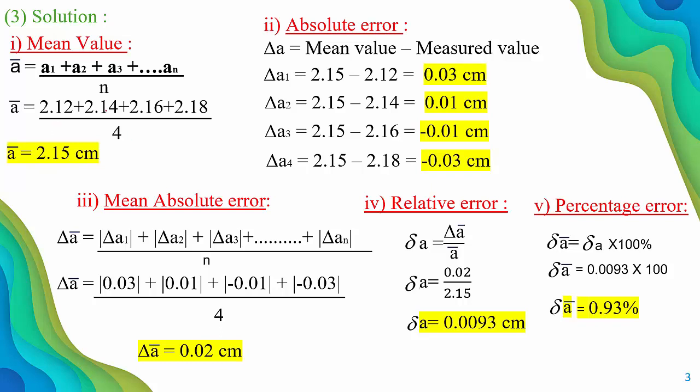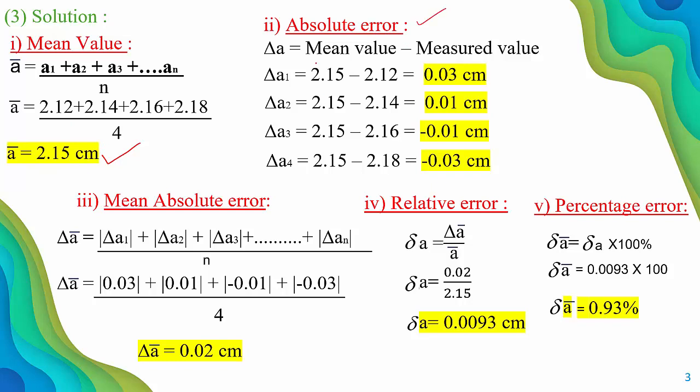So 2.12 plus 2.14 plus 2.16 plus 2.18. These are the given measured values, divided by 4. That gives the mean value, which is denoted by A bar. A bar equal to 2.15 centimeter. You can check your answer. Mean value is how much? 2.15 centimeter.